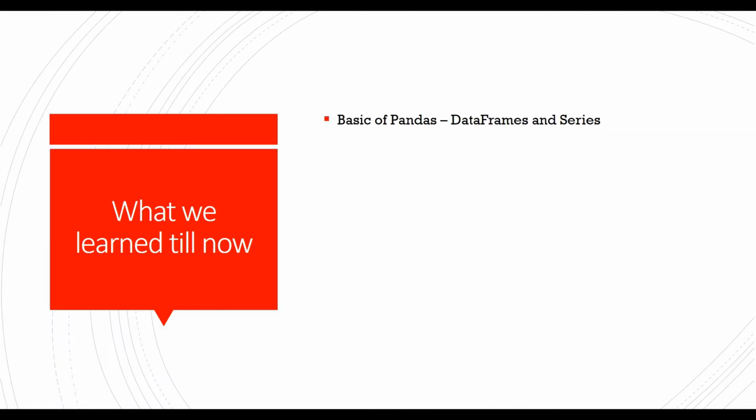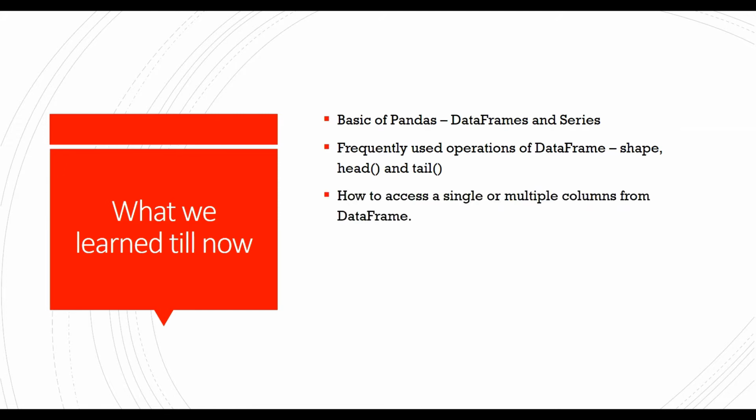Till now we learned about the basics of pandas, which are series and data frame objects. We also saw some of the frequently used operations on the data frame like shape, head and tail. Also we discussed how we can access single or multiple columns from the data frame, and how we can access single or multiple rows using the loc and iloc functions. If you are not familiar with this topic, you can watch my previous video by clicking on the i button showing on the top right corner of your screen right now.